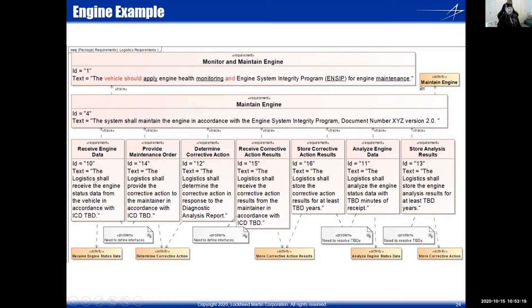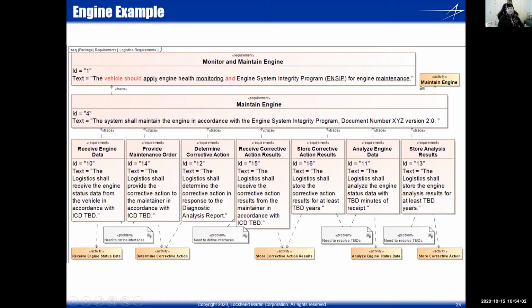And so now I have the logistics system is receiving the engine status data in accordance with interface control data that is documented somewhere. We haven't actually written that yet, so I can't populate it. And I have the logistics system shall determine the corrective action to do in response to a diagnostic analysis report, which, if you remember from the activity diagram that I showed, that there was an analysis done. So that's kind of implying that a report is going to be generated or some sort of results out of that somebody's going to use to determine the action to take.